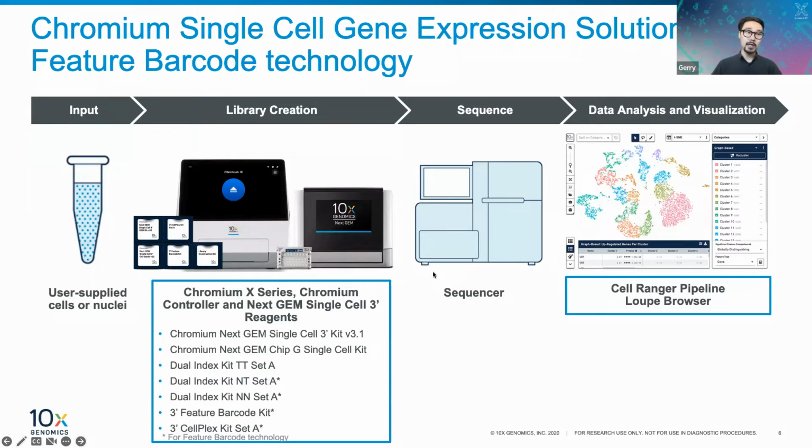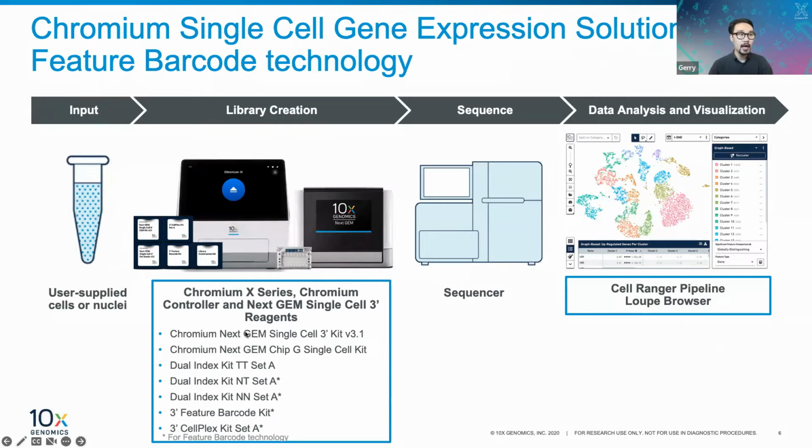The output from the sequencing can then be input into our Cell Ranger pipeline, which is our data analysis pipeline. And outputs from Cell Ranger can then be taken on for further analysis in custom R packages, or taken into our Loupe Browser software, which is a data visualization software where you can perform some analysis as well.